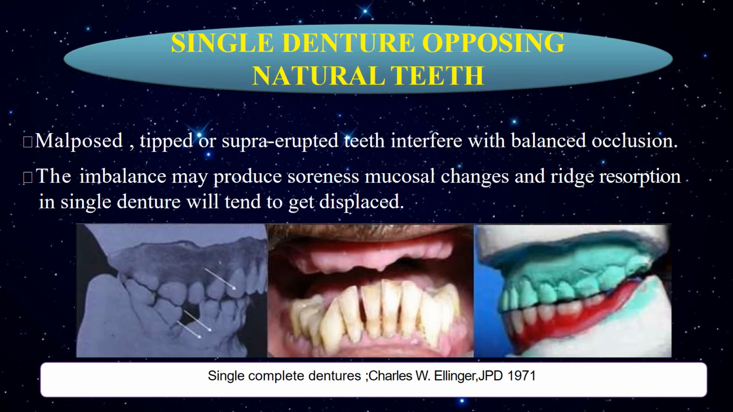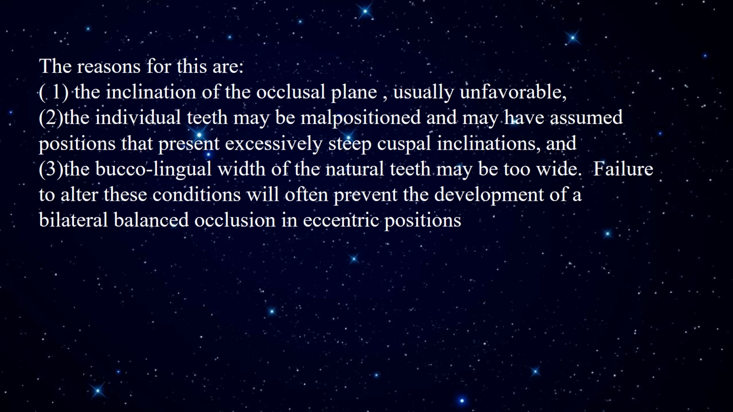When a single complete denture is opposing natural teeth, usually we encounter malposed teeth, tipping of the teeth, mesial tilting of the teeth, rotation of the teeth, and supraeruption of the teeth. This becomes really challenging when we are making an opposing single complete denture, because this type of occlusal scheme is very difficult to adapt with artificial teeth. This in turn will result in imbalance of the denture, resulting in soreness and abuse of the underlying mucosa, excessive ridge resorption in the anterior maxilla, and the denture frequently tends to get displaced, resulting in loss of retention. All these are factors that we encounter with single complete dentures that need to be taken care of as much as possible beforehand.